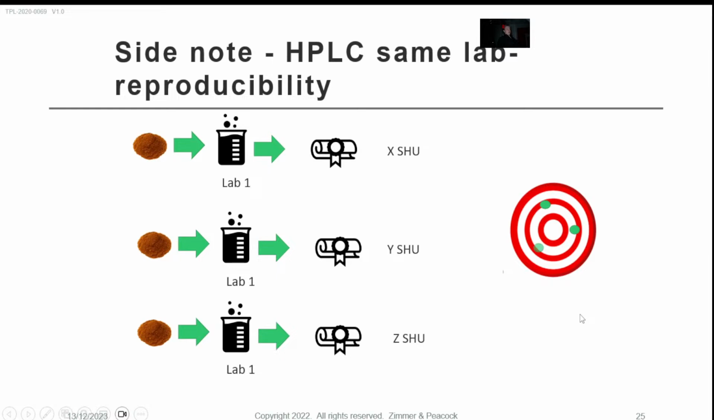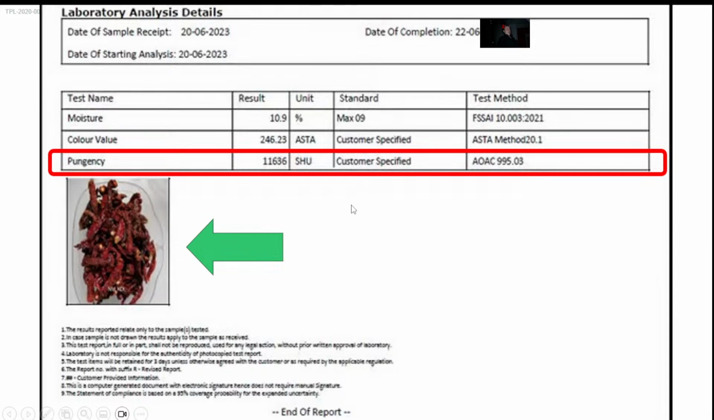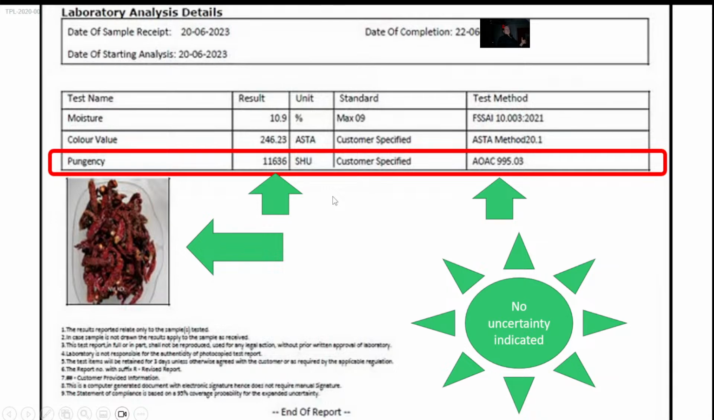So if you send the same sample to the same lab, separated in time, with different names, you will get 3 different results back. When you look at a certificate of analysis, and this is just one I found on the internet, but I've seen this before, this is a heterogeneous sample. These are dried chili, so it's definitely heterogeneous. They've run an HPLC method, AOAC 995.03, so I get that. And they've got the result quite low, actually, 11,636, but maybe that's correct. But what's interesting is there is absolutely no uncertainty indicated.